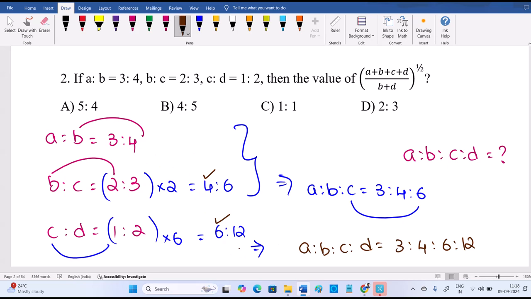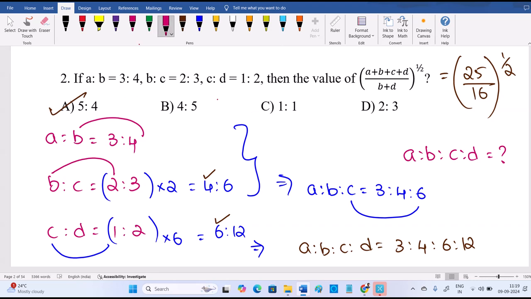Then we can combine. Now what is the shortcut is, okay, we have numerator A plus B plus C plus D. 3 plus 4 is 7, 7 plus 6 is 13, 13 plus 12 is 25. 25 divided by B plus D is 16. Square root for that we need to do, which is nothing but 5 divided by 4.